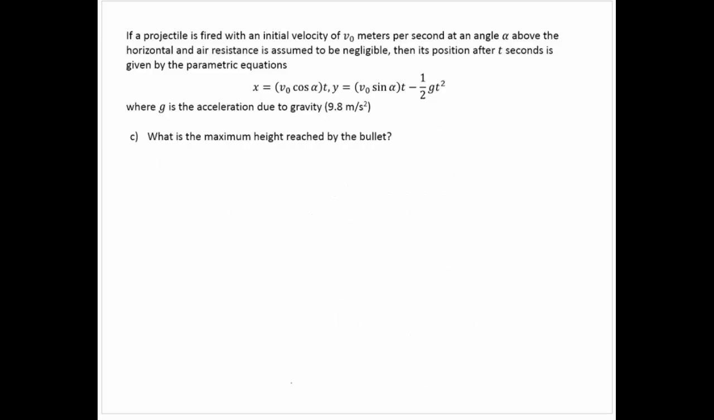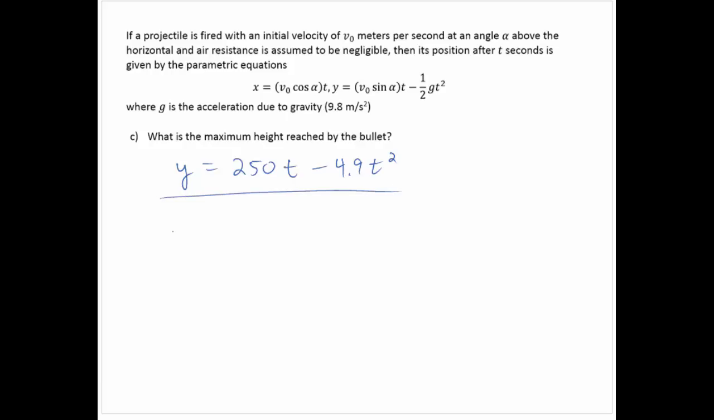What is the maximum height reached by the bullet? Well, we know the height function. We figured out that the height function, y, is equal to 250t minus 4.9t squared. So when is the height maximized? Well, that sounds like a calculus problem.